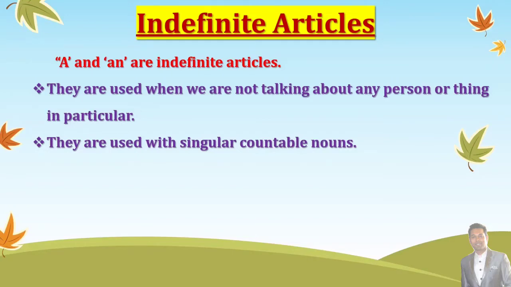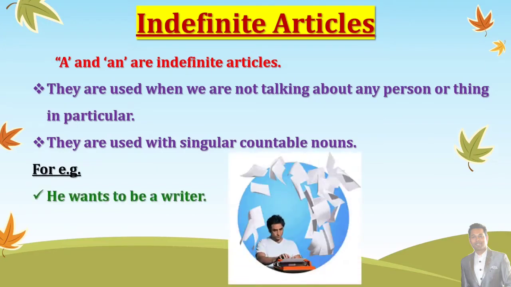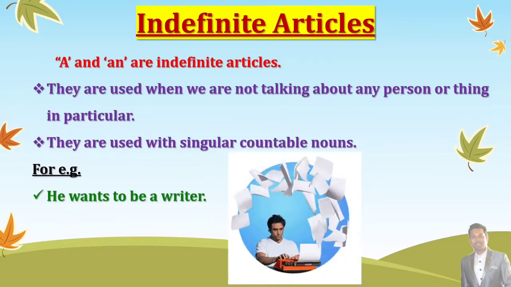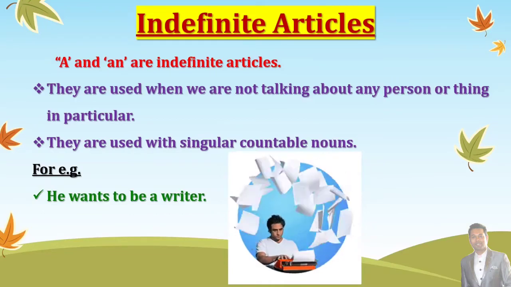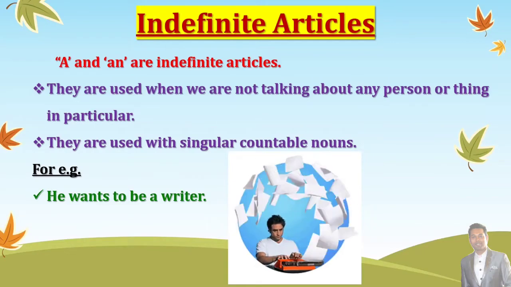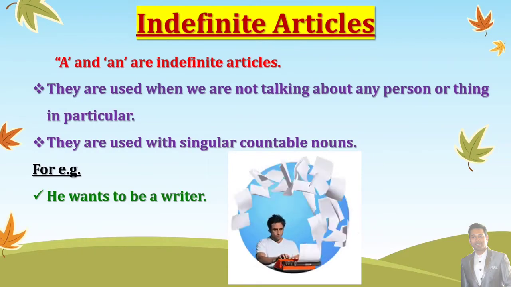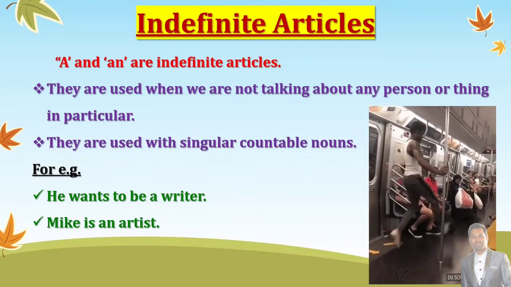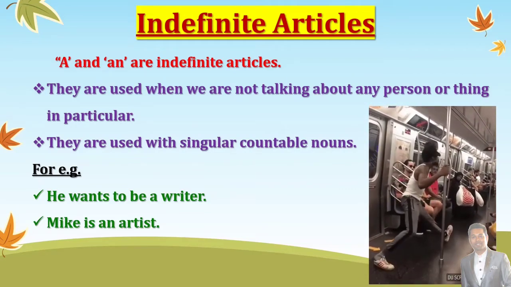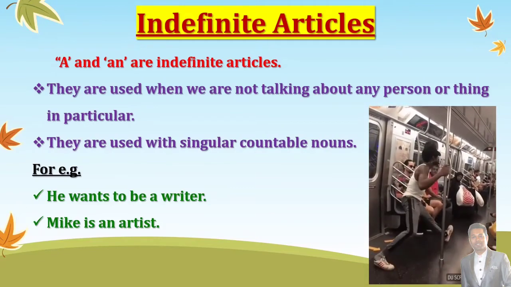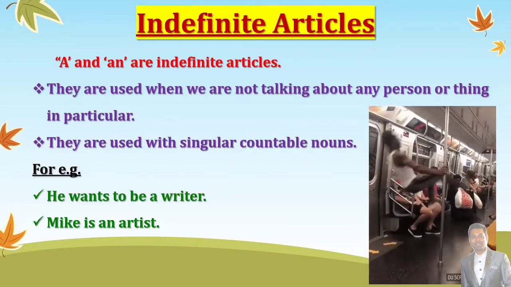Let us take a few examples here. He wants to be a writer. Here, this word writer, it is singular and we can count. So, we have used this article a over here. Mike is an artist. Again, this noun artist is singular and is countable. That is why we have used an over here.